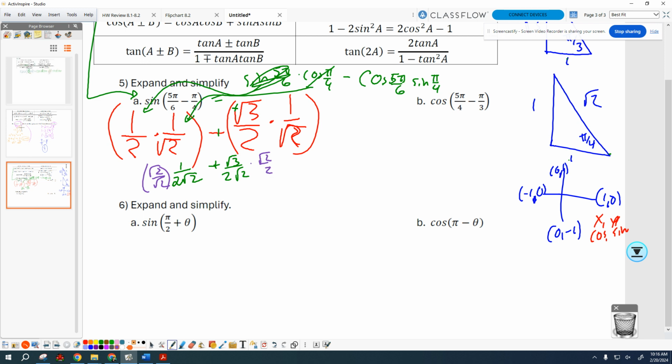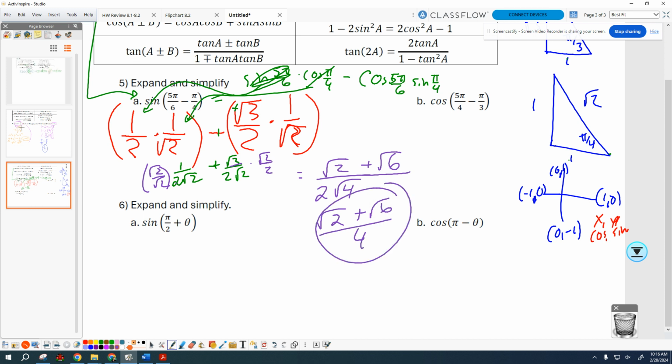Why is that? Well, I'm not canceling, but this is a 2. Inside times inside, so square root of 2 times square root of 2 is square root of 4. Up top here, square root of 3 times square root of 2, inside times inside. What is square root of 4? 2. So this becomes square root of 2 plus square root of 6 over 2 times 2, which is 4.